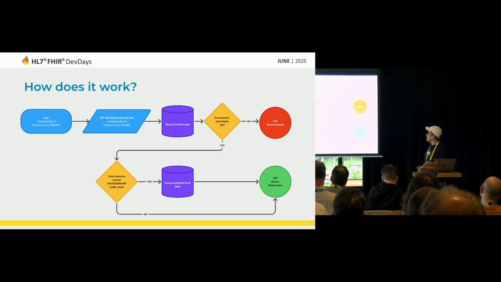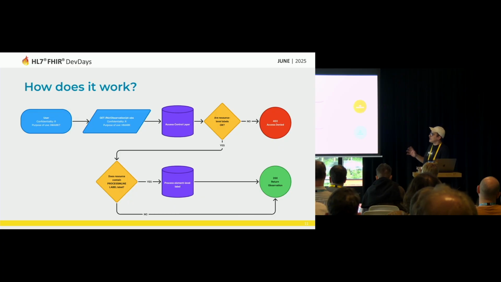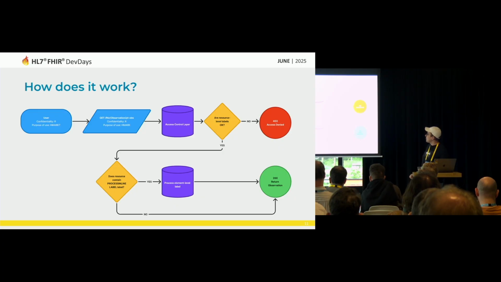And how does it all work together? First of all, we need to attach labels to all the resources in our database, and then give our users a certain set of labels, certain sets of access. And when a user makes a request, our access control layer matches the user's labels with the requested resource labels, and if they match, we give access on a resource level.